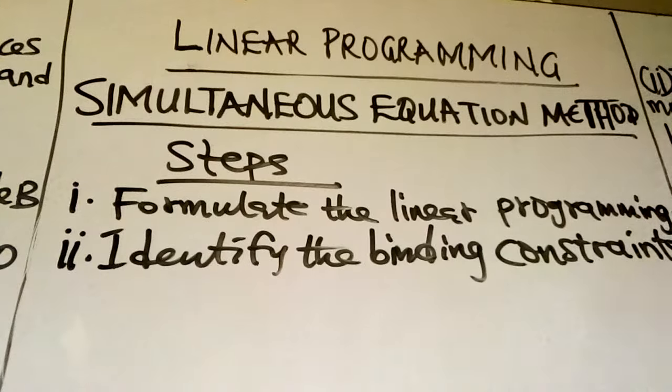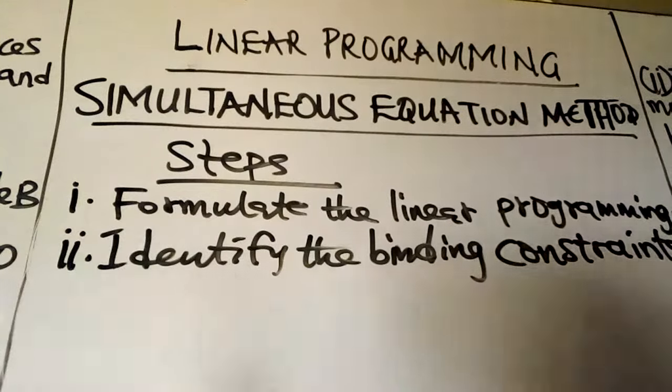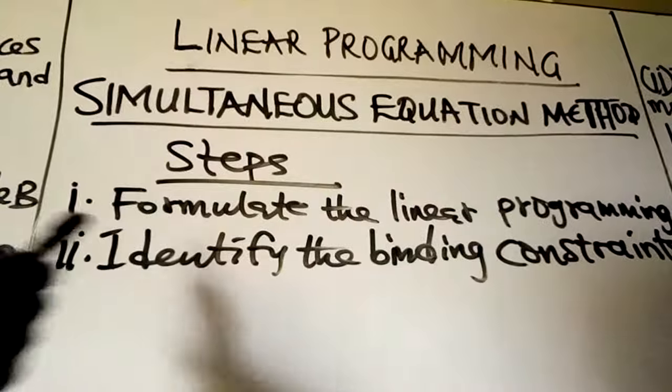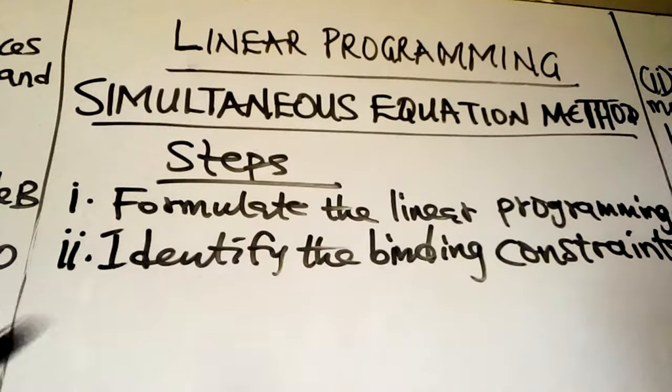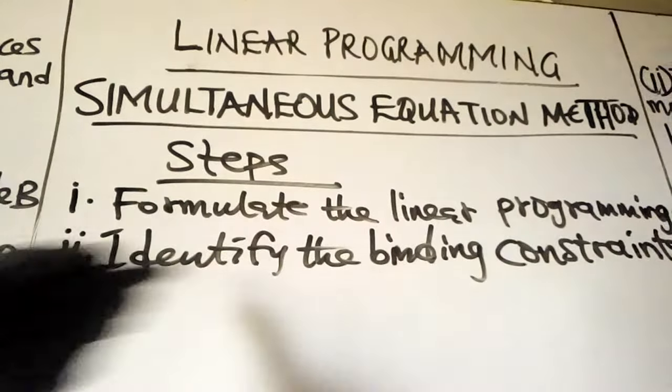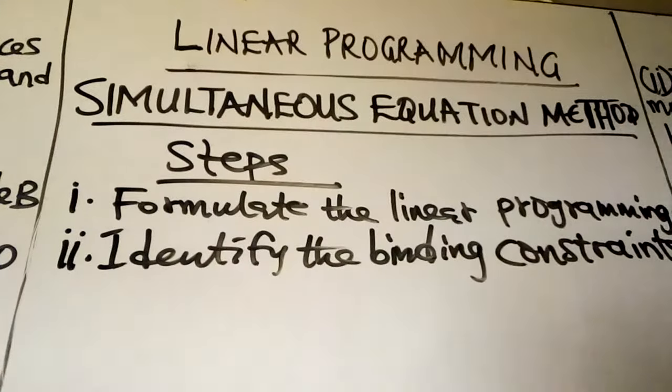If the examiner wants you to use the simultaneous equation method where a graph is not required, that means the examiner will have given you the binding constraints. Just like the question I'm going to use as a worked example, an ICAN question. So the binding constraint has been given. Then you identify the binding constraints.